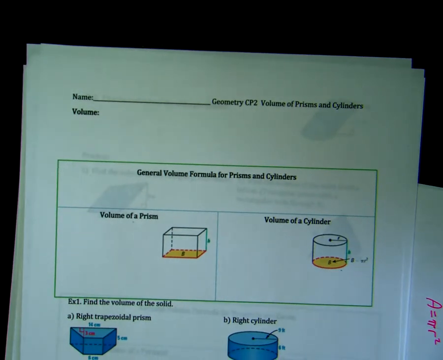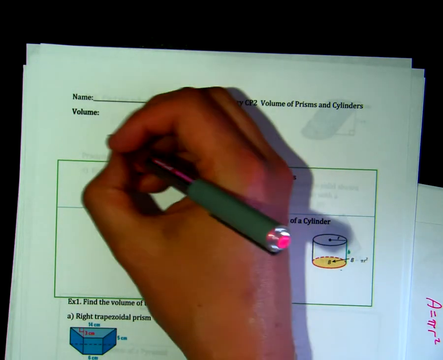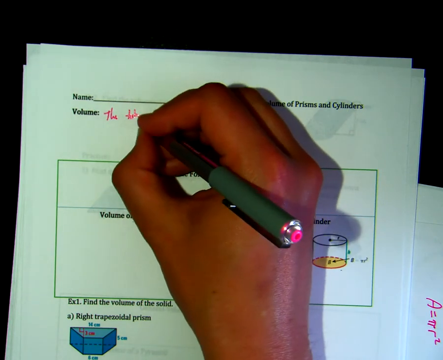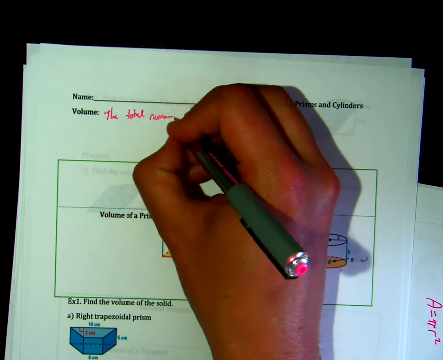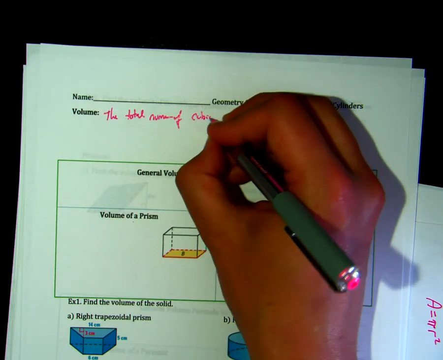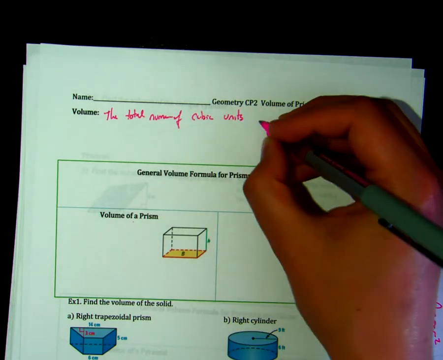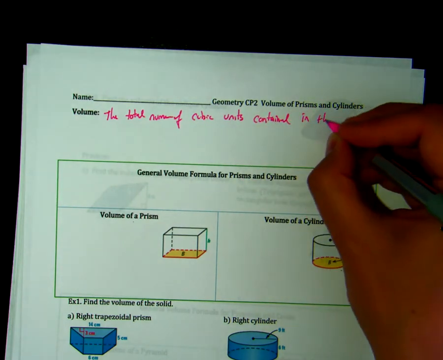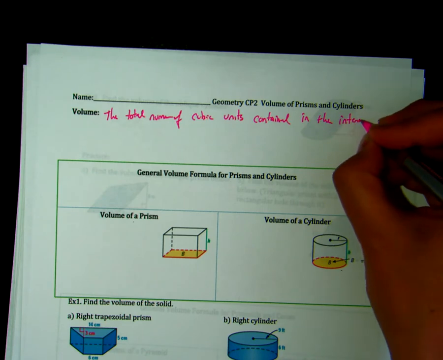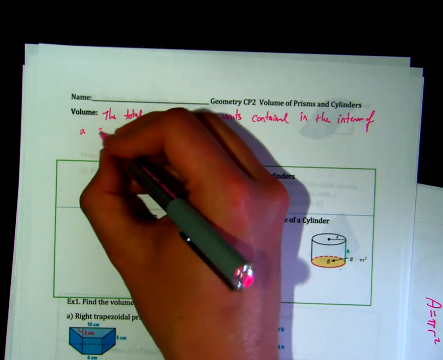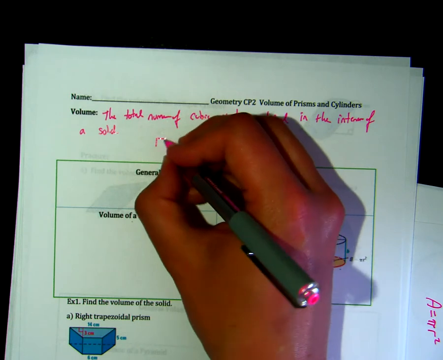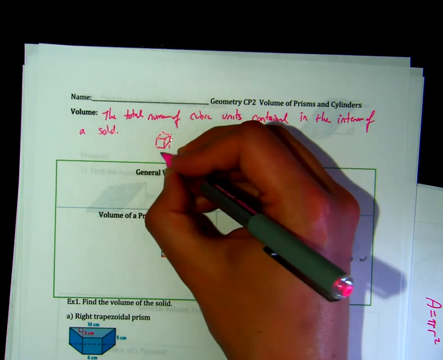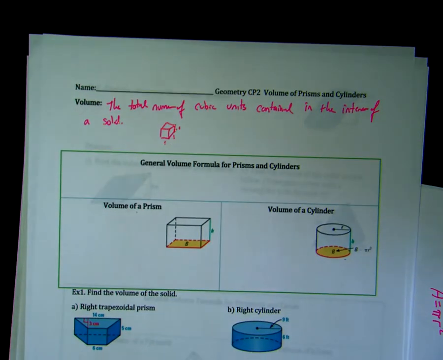So volume is our three-dimensional unit. So volume is the total number of cubic units contained in the interior of a solid. Okay, so we're essentially just counting how many individual cubes would fit into something.